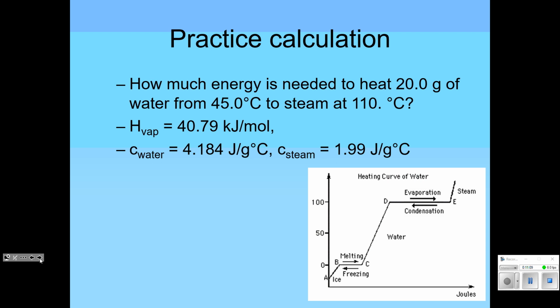So that's why we have different numerical values, 6.01 and 40.79, to represent those phase changes. Water, being hydrogen bonding, has a fairly high value for both of those. If you had something with a weaker intermolecular force, it would have lower values for those. Okay, now on to this question. If I had 20 grams of water at 45 degrees Celsius and I heated it to 110, I could calculate how much energy would be required to do all of that.